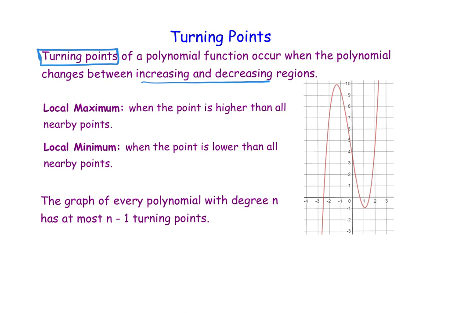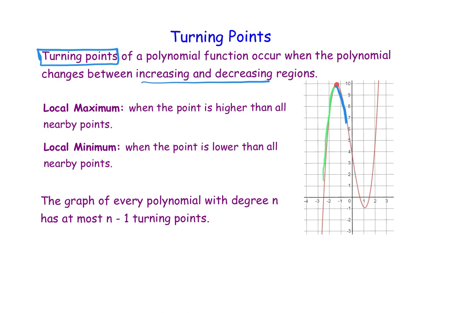regions. So when I'm talking about a turning point, what I'm talking about is the fact that the graph is going up, and the graph is going up, and then it hits this point right here, and all of a sudden the graph is going down. So remember that graphs are always read from left to right, and if we have this point where all of a sudden the graph turns from increasing to decreasing, that is called a turning point.